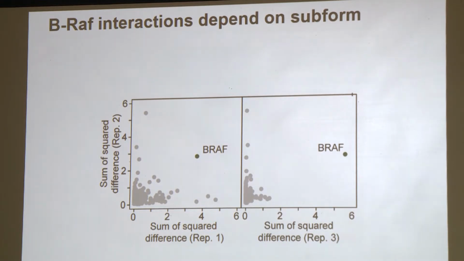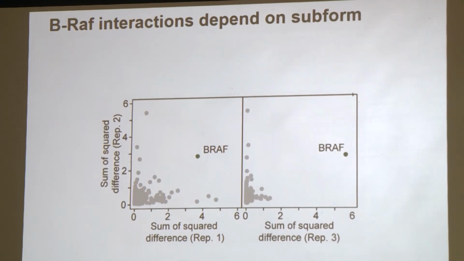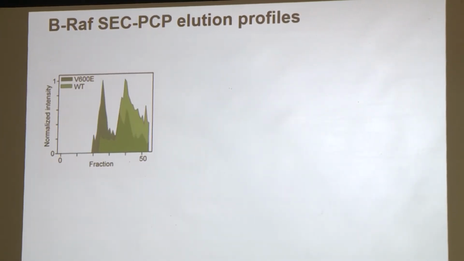And this plot would be basically the sum of the squared difference between the oncogenic and the wild-type version. And what you see here is that BRAF itself is always the protein which is most different in its elution pattern, dependent if it's in the oncogenic variant or if it's in the wild-type variant. And that was very interesting for us.